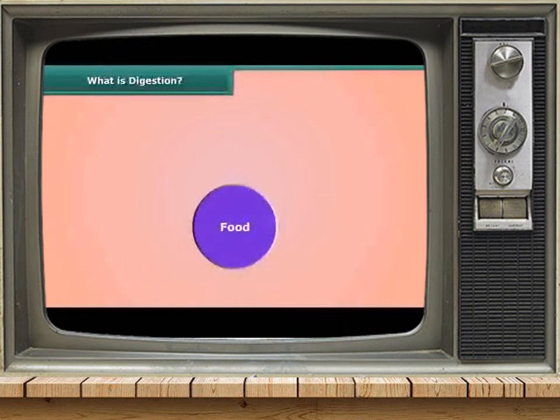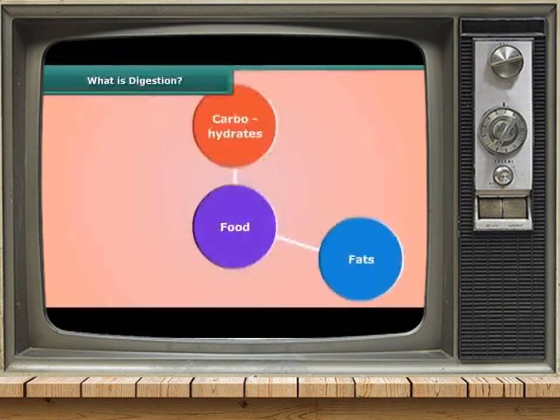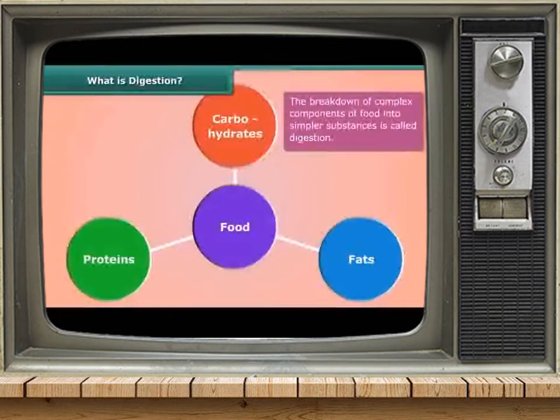We all know food is made up of complex substances like carbohydrates, fats and proteins. We cannot utilize these substances as such, so they are broken down into simpler substances. The breakdown of complex components of food into simpler substances is called digestion. Let us study digestion in human beings.